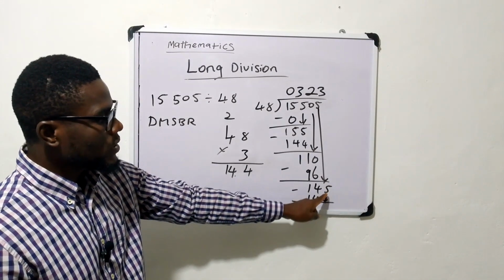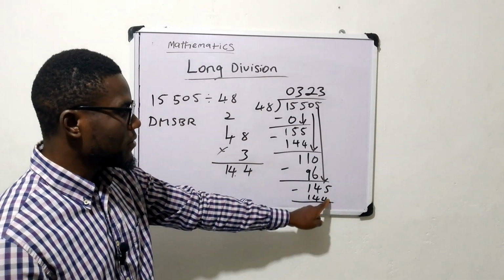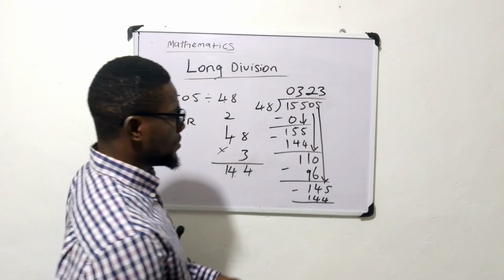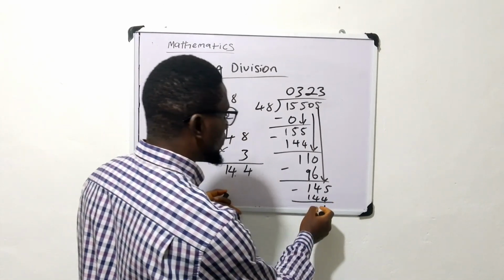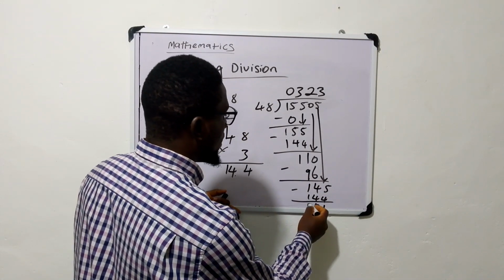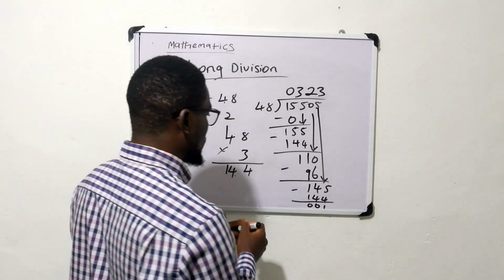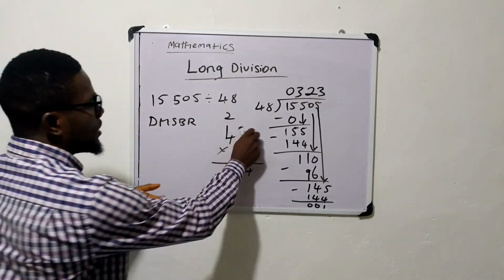Let's do it individually. When you subtract 4 from 5, you have 1. You subtract 4 from 4, you have 0. Subtract 1 from this, you just have 1 left. At this point we can clean this.